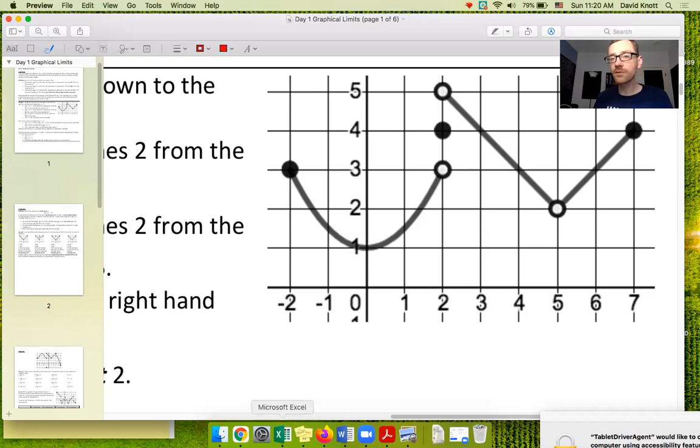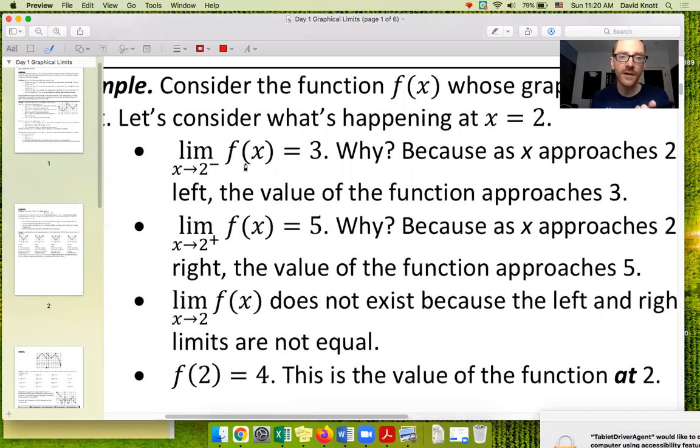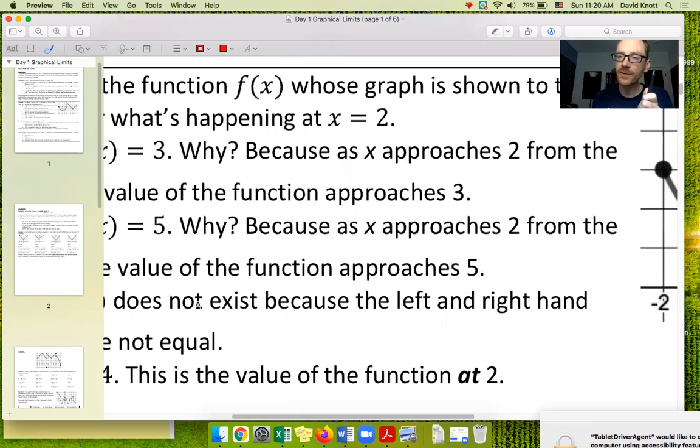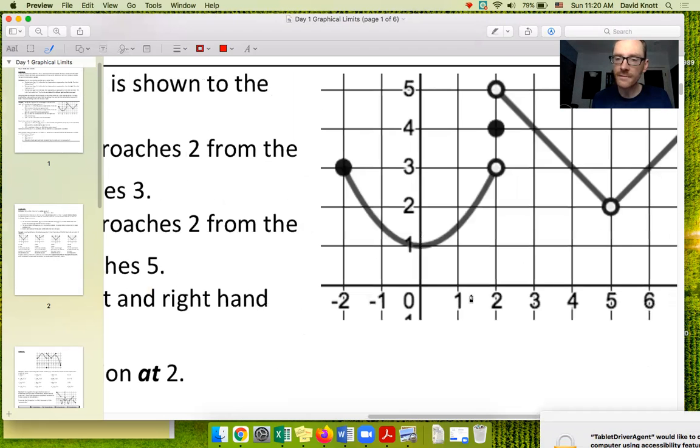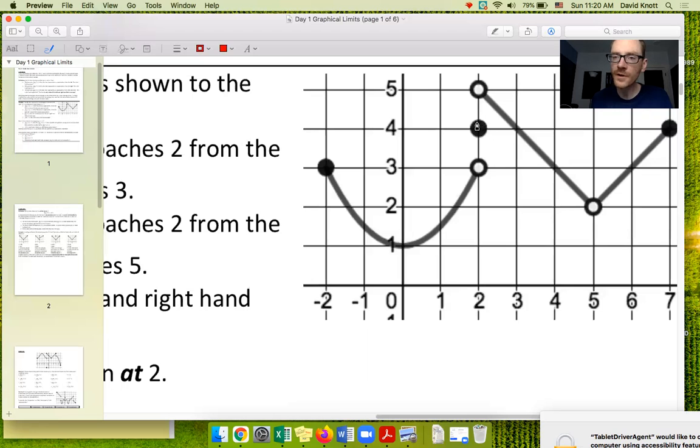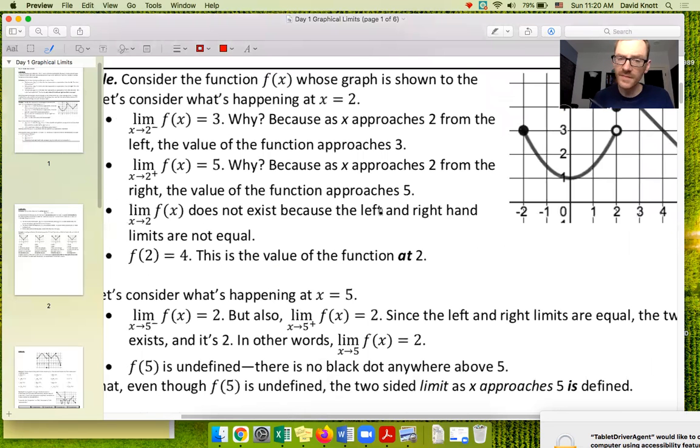And this is a really critical idea. None of these limits here that we just looked at, this one or this one or this one, none of these limits care about what is happening at 2, right? The value of the function at 2 happens to be 4, but this little black dot didn't even enter into our discussion of the value of the limits, right? So limits don't care about what's happening at the point. They only care about what's happening as you get close, as you approach. As a matter of fact, the function doesn't even have to be defined at the point in order for the limits to exist. And we'll see some examples of that in a moment.